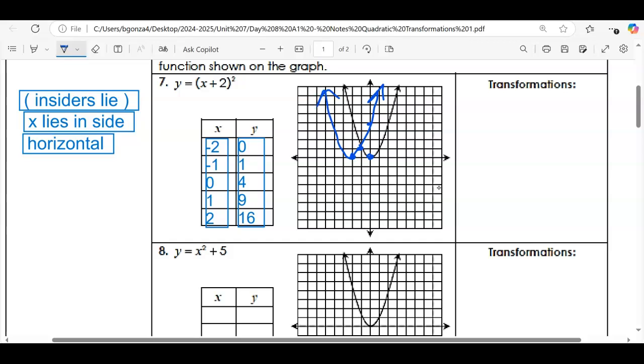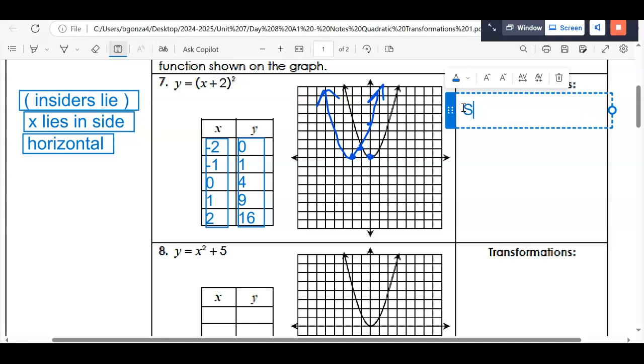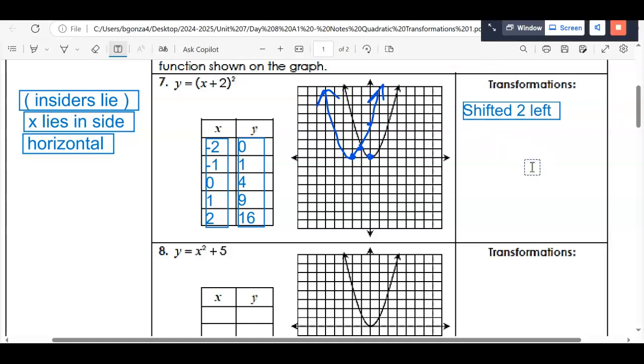Do your best sketch, but it should look like you have your original, and then you moved it 2 to the left, okay? And then what are we going to say off to the left here? That it shifted 2 to the left. It shifted 2 to the left because inside the parentheses, the insiders lie.